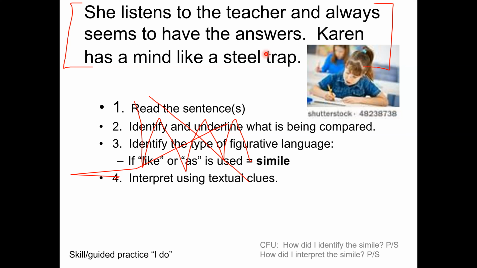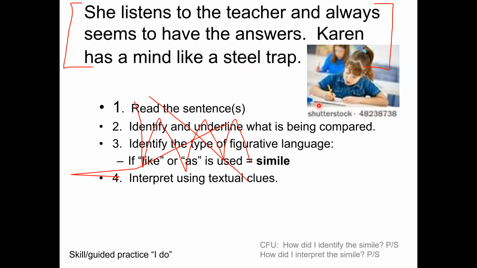Deandra, can you read the sentence as well? She listens to the teacher and always seems to have the answer. Karen has a mind like a steel trap. Very good. So the first step in interpreting this is what? Read the sentence. The second thing is identify what is being compared.